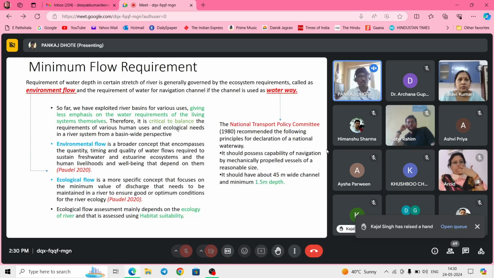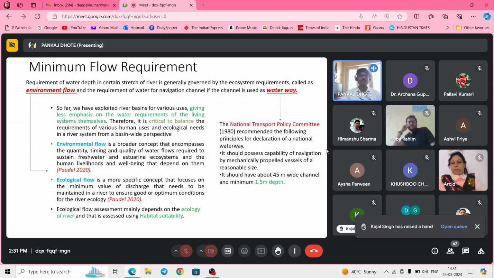So all the water required for these human needs, the aquatic system, and the complete nearby dependence on that system is what we call the environmental flow. Now, within environmental flow, there is another term called the ecological flow. Ecological flow is the subcategory of environmental flow where this discharge is required merely to maintain the river ecology. River ecology means flora and fauna along the river and the aquatic system that is there along the river system.